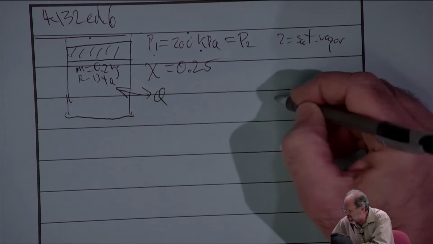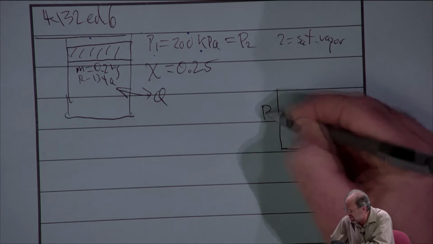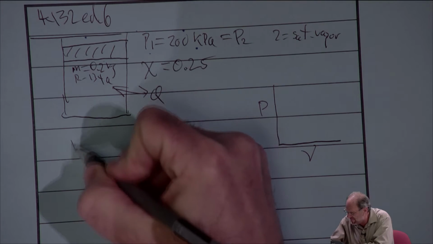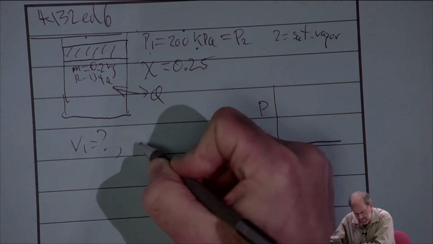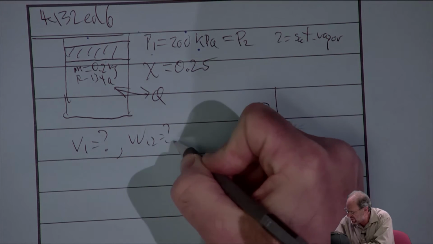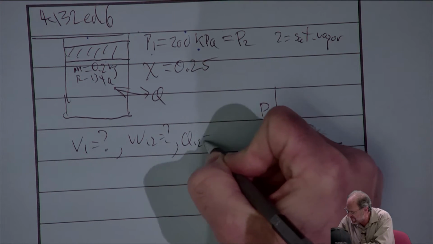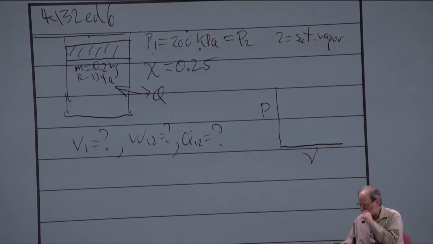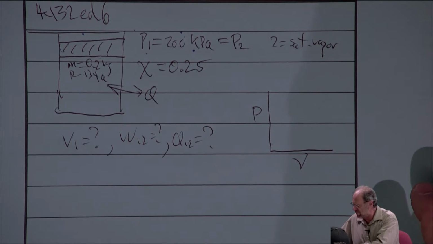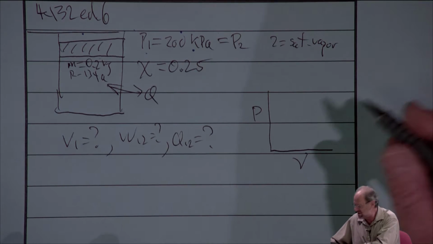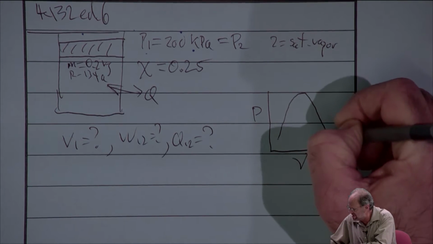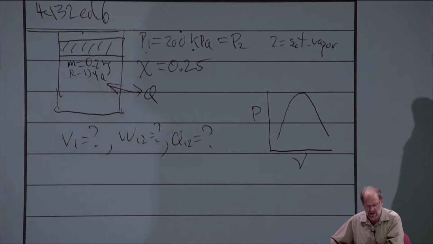And we want to show this on a PV diagram. And we want to find the volume occupied initially. And we want to find the work. And we want to find the heat transfer. All right, so this pretty much sets up the problem. Now, let's just start this one by showing it on the PV diagram. Even though I don't necessarily have to do this immediately, it does make a certain amount of sense to do so.